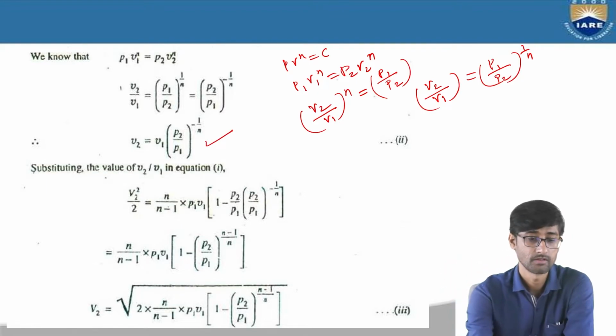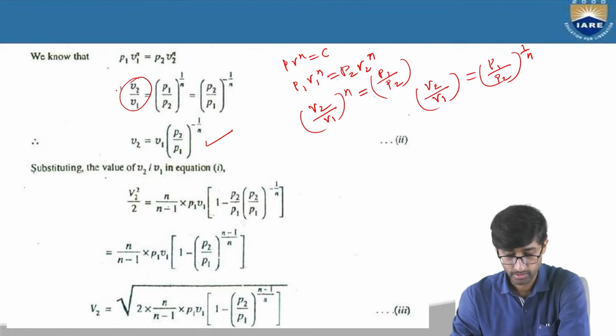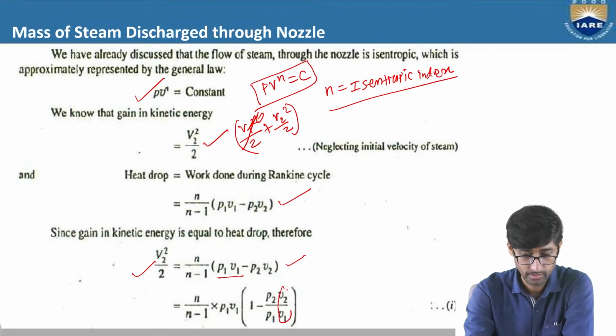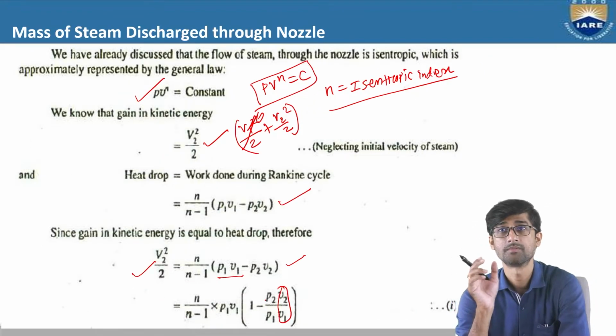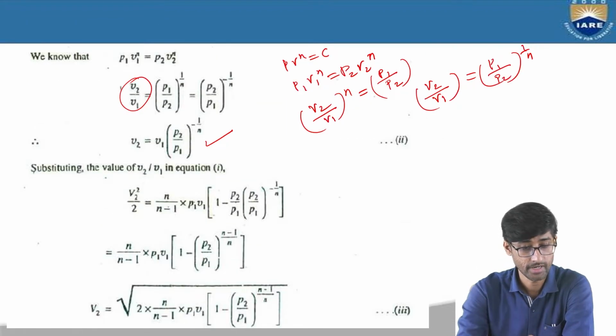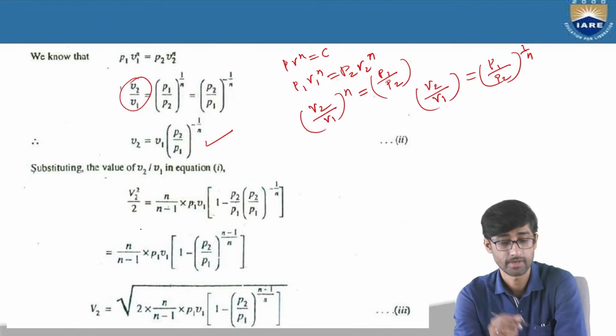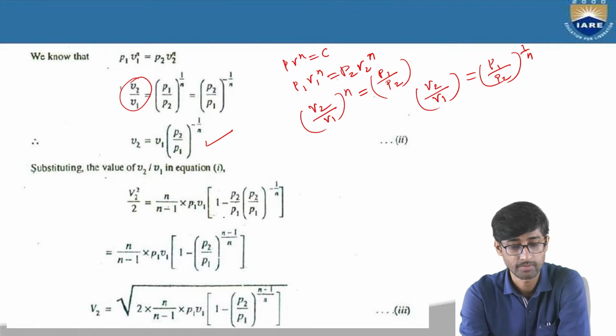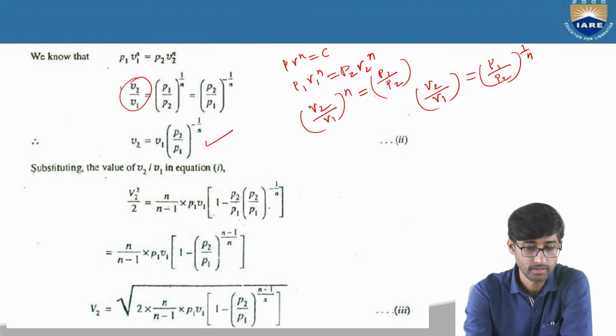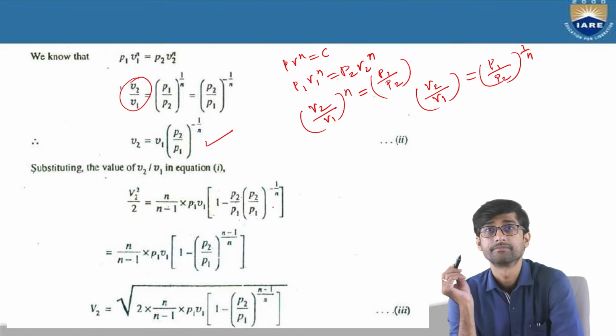Now substitute this value of V2 by V1 in equation 1. Here there is a term V2 by V1, right? We have to substitute the value of V2 by V1 in this equation 1. What we will get? V2 square by 2 is equal to n by n minus 1 into P1 V1, 1 minus P2 by P1. Instead of this V2 by V1, you write P2 by P1 to the power minus 1 by n.